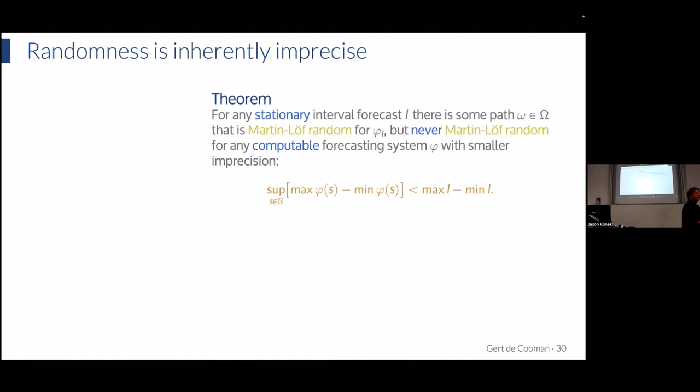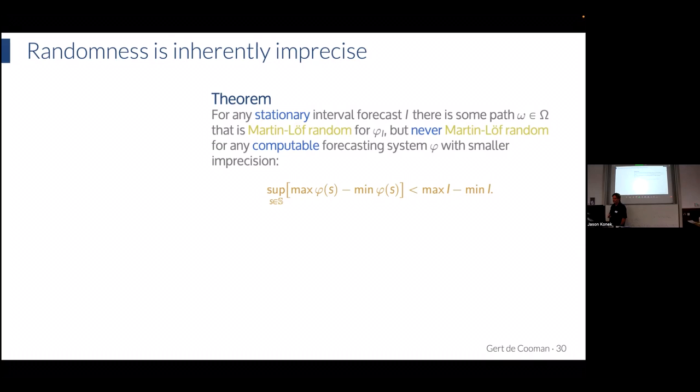So if I have something that is random, there is always a path that is random for that interval, but not for anything more precise, be it stationary or not, but computable. And the computability of the forecasting system is important. Many people think that forecasting systems must be computable. How could you come up with a forecasting system that is not computable? How would you do that? For practical reasons, a forecasting system must be in some way computable. By computable, I mean you must have some algorithm that produces your forecasts. If you don't have that, how would you come up with them practically?